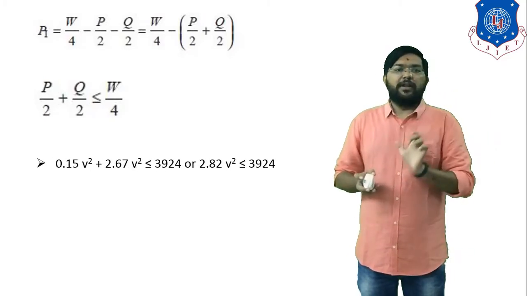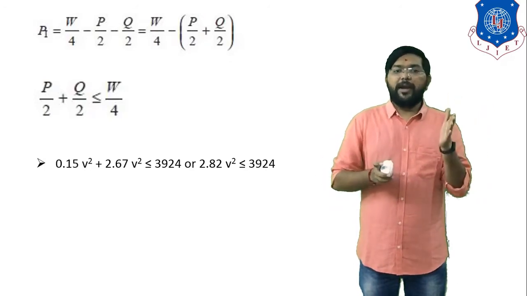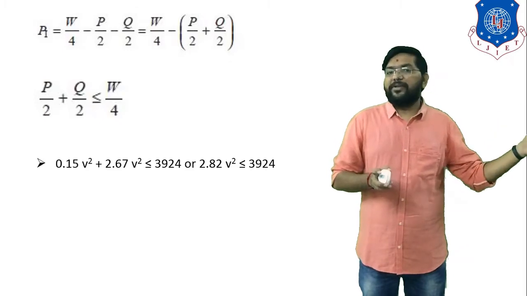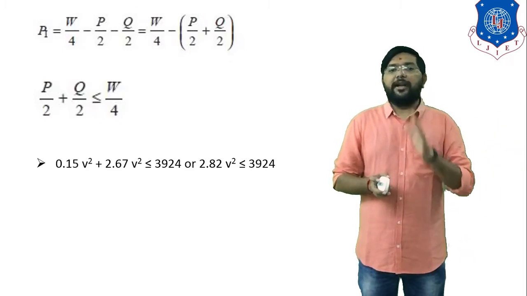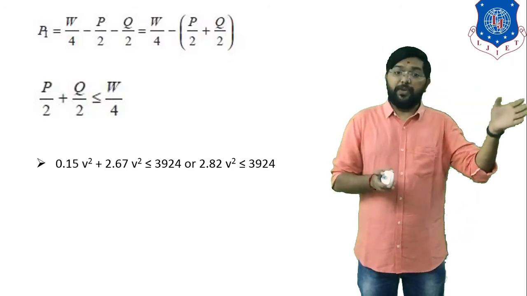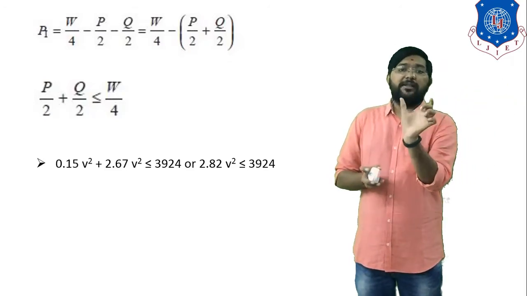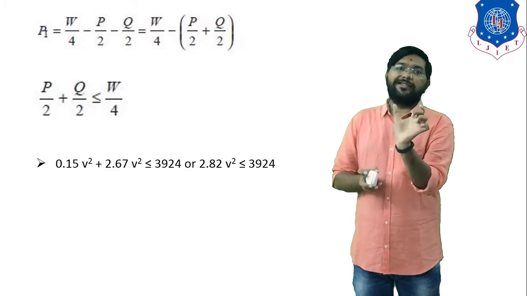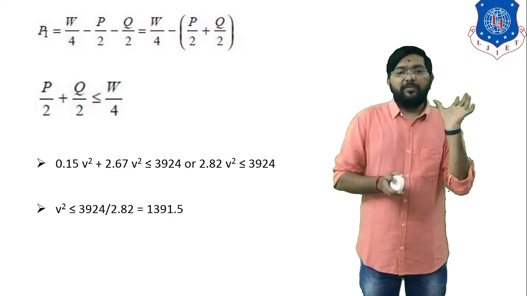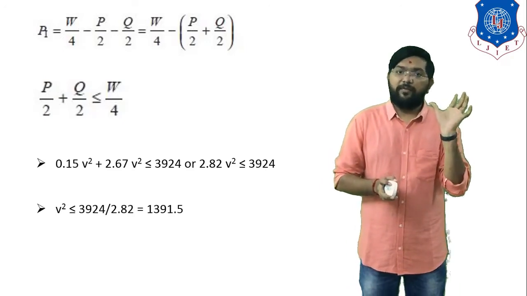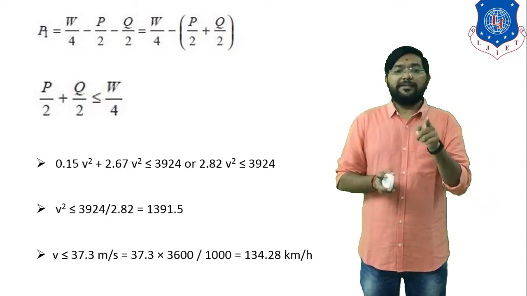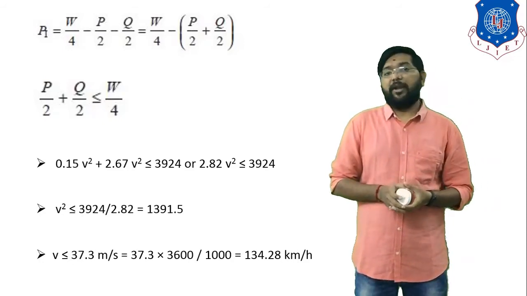Now you have to put this value over here: P by 2, that is 0.15 V square, plus Q by 2, that is 2.67 V square, less than or equal to 3924, that is the weight of the vehicle on each wheel. Clear? Now you see in this equation only one unknown is there, that is velocity. So the answer for V square is 1391.5. Based on that you find the value of V, that is V less than or equal to 37.3 meter per second.